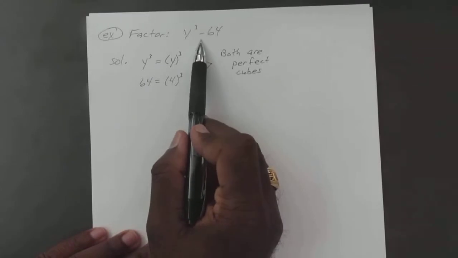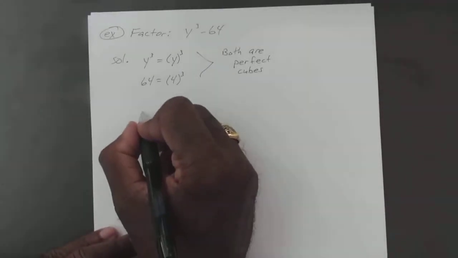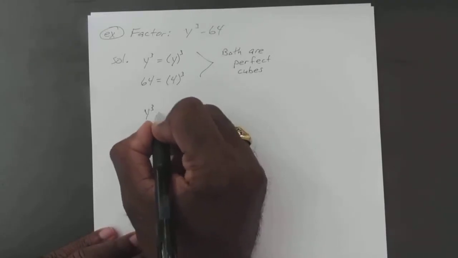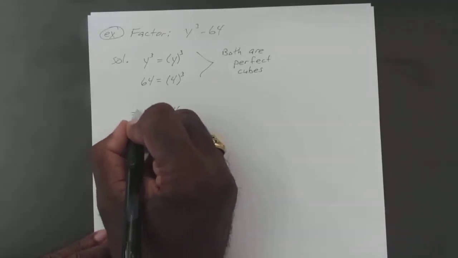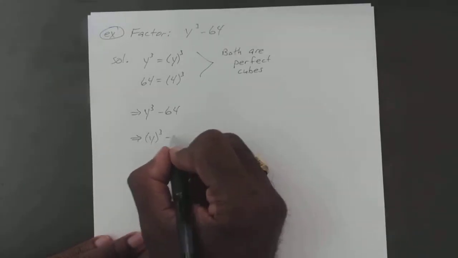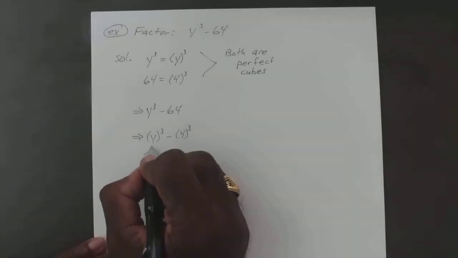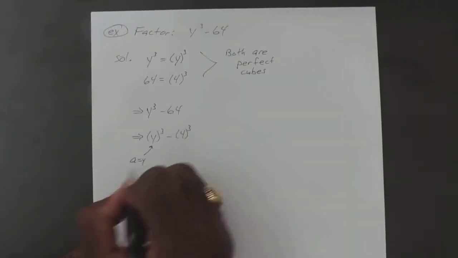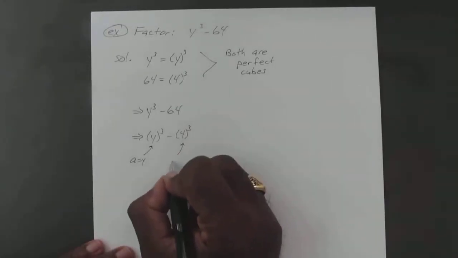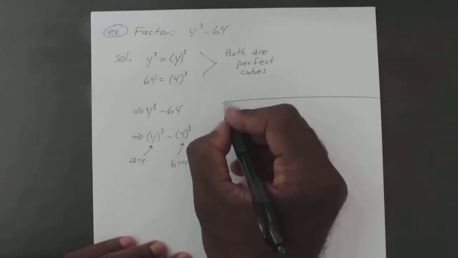Okay, so since you have the minus sign, you're going to use the a cubed minus b cubed. So y cubed minus 64 will just become y to the third minus 4 to the third. Where in this case, your a is equal to y, and your b is equal to 4. Okay, so just separate that a little bit.